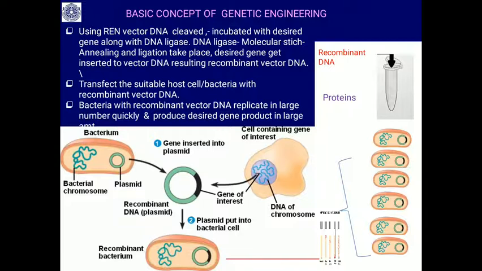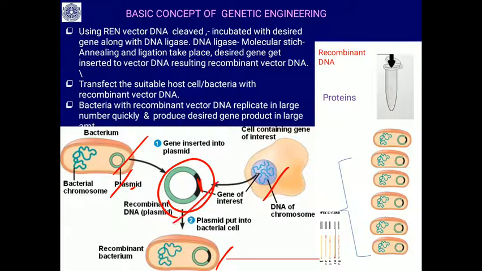So these are the steps you will be able to see. So this is the cell, we have the gene of interest here. So we have removed that gene, and this is the vector from the bacterium. So we have inserted this gene into this vector. Then we have transferred this, you can see the vector carrying the inserted gene, into the bacterium. Now it is called recombinant bacterium.